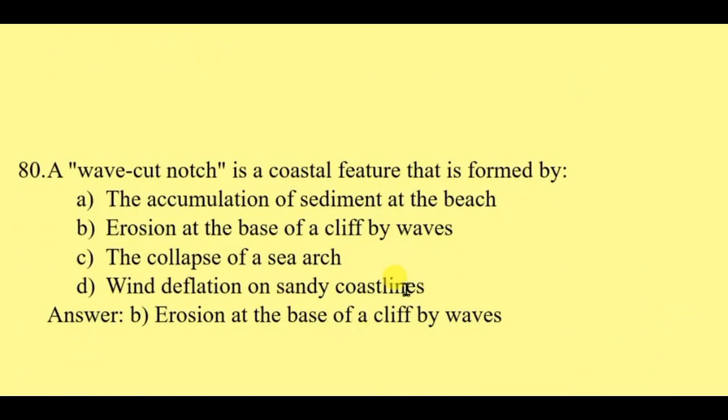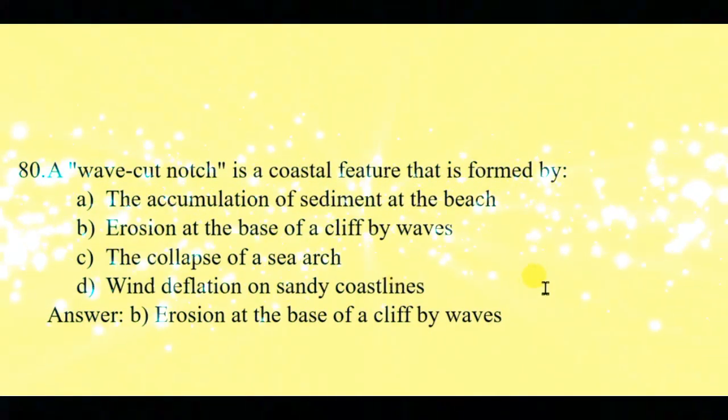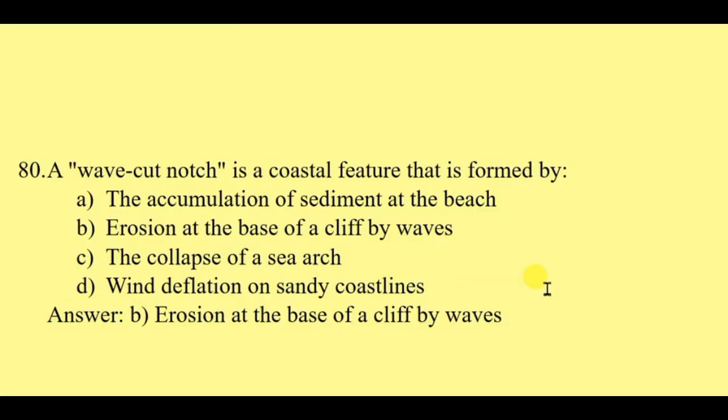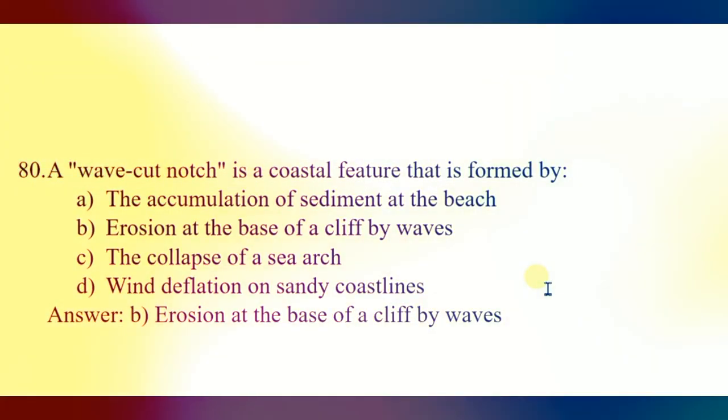Question 80. A wave cut notch is a coastal feature that is formed by the accumulation of sediment at the beach, erosion at the base of a cliff by waves, the collapse of a sea arch, wind deflection on sandy coastlines. So the correct answer will be erosion at the base of a cliff by waves.